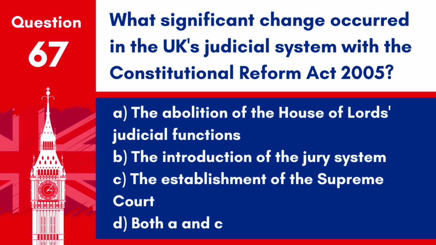Question 67. What significant change occurred in the UK's judicial system with the Constitutional Reform Act 2005? A. The abolition of the House of Lords judicial functions. B. The introduction of the jury system. C. The establishment of the Supreme Court. D. Both A and C.